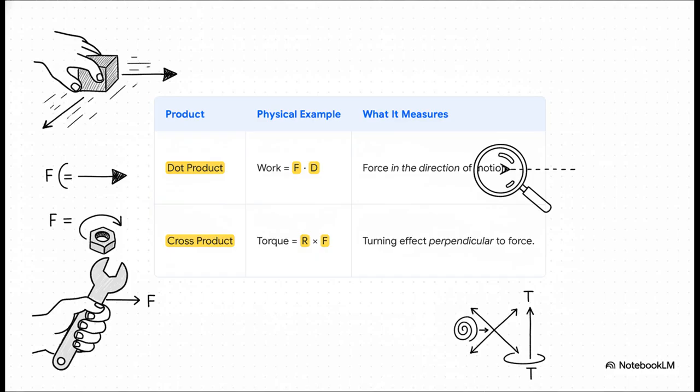So what's the payoff for all this math? It's right here. This is how we connect it to the real world. When we calculate the work done on an object, we use the dot product of force and displacement. Why? Because we only care about the part of the force that's aligned with the direction of motion. But for torque, for a turning force, we use the cross product. When you use a wrench, the actual turning effect is perpendicular to both the wrench itself and the force you're applying. See? Different products for different physical realities.